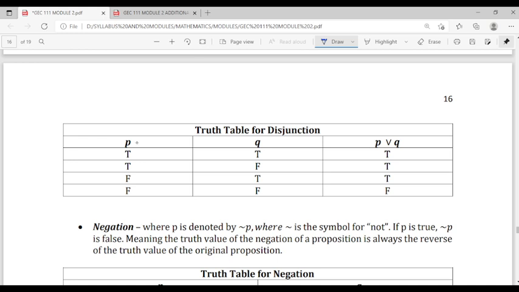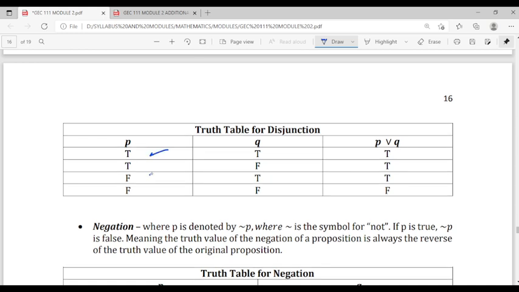Again, P and Q, we have T, T, F, F, and T, F, T, F. So to show the disjunction of P or Q, if P is true and Q is true, we have true. If P is true or Q is false, our disjunction is true. If P is false, Q is true, we have true. Otherwise, if they are both false, then our disjunction is also false.